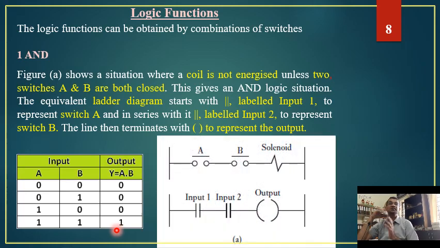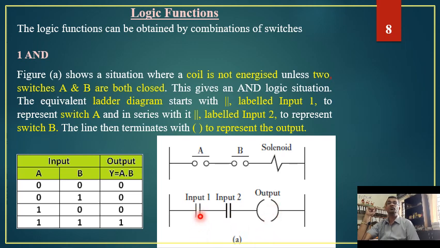Let us see how to connect that to a ladder diagram. So A and B are two inputs, normally open inputs. Note that in order to have an AND circuit, they must be connected in series with each other. So A and B are connected in series with each other to the output, which is nothing but a solenoid. So this is the circuit equivalent, and this is the ladder diagram: normally open input 1, normally open input 2, and a solenoid as the output.